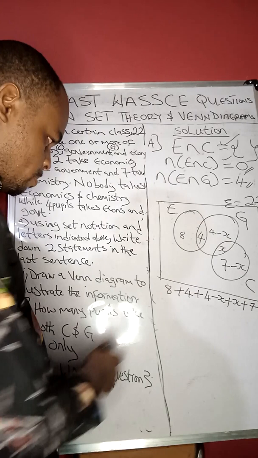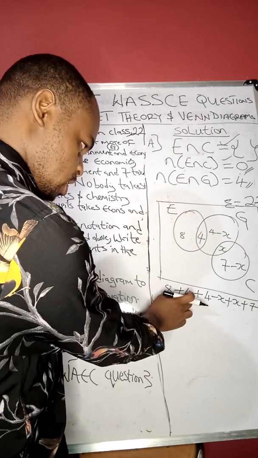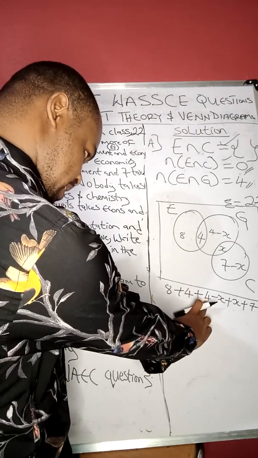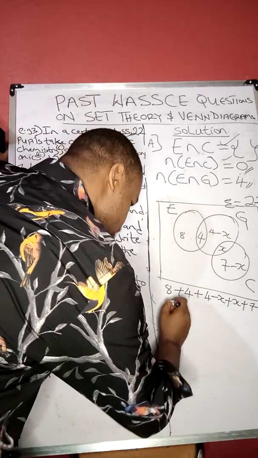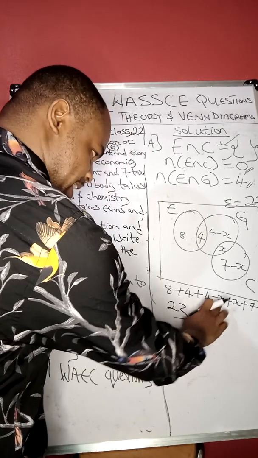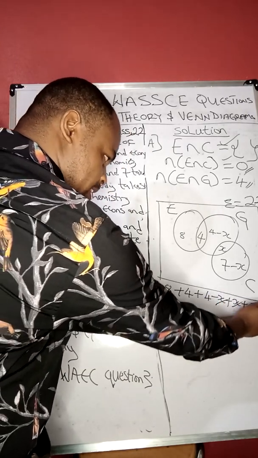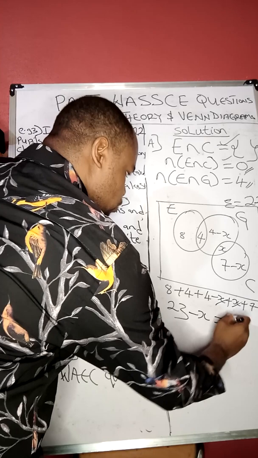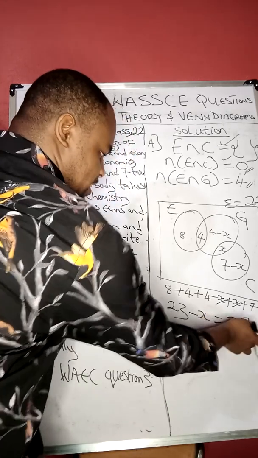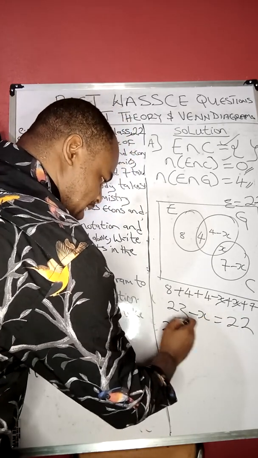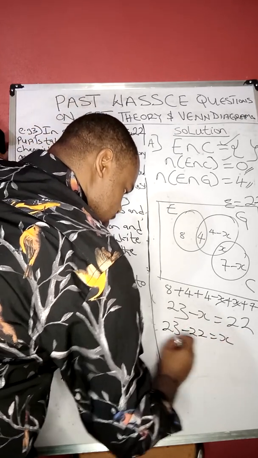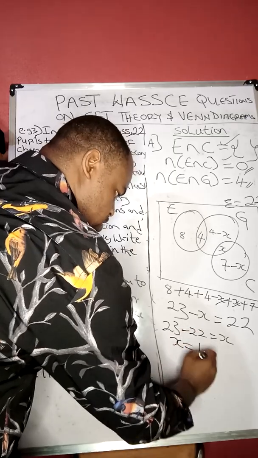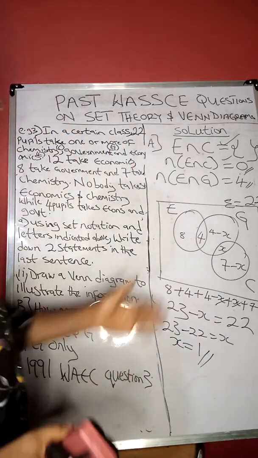Alright, let's add all the numbers. 8 plus 4 is 12. 12 plus 4 is 16. 16 plus 7 is what? 23. So I have 23. Then let's see x. Minus x plus x will cancel. Then I'm having minus x equal to what? 22. Take this here, bring this here. Like terms, collecting like terms. 23 minus 22 equal to what? X. So my x is equal to 23 minus 22, which is 1. Alright, we've gotten our x as 1.